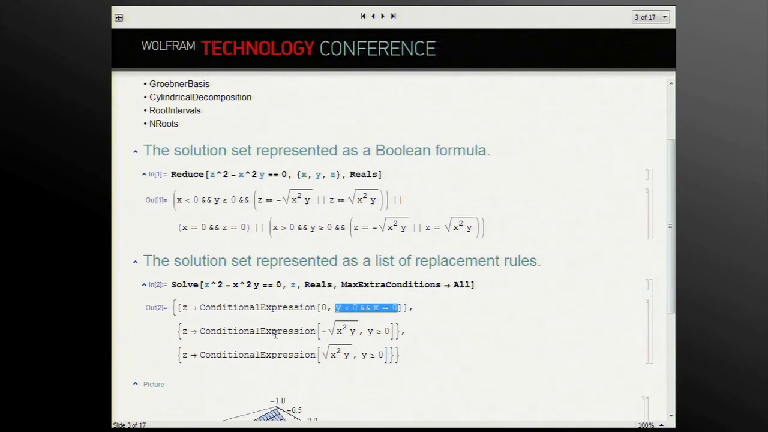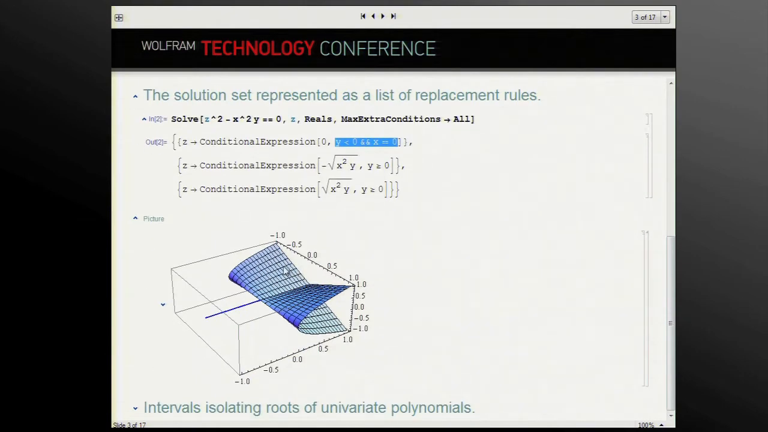Here's a picture of what we are solving. So this is a set that has two components. One is one-dimensional, the other is two-dimensional, and we get description of both components. So this is the one-dimensional component. These are two pieces of the two-dimensional component. This set is called Whitney's umbrella.